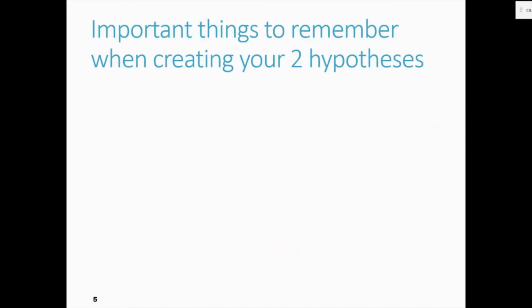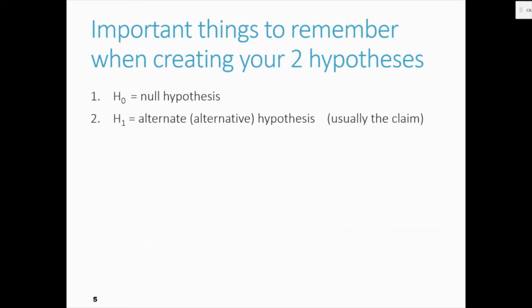Now, important things to remember as we create our two hypotheses, H0 and H1. First, H0 is the null hypothesis. Second, H1 is the alternate or alternative hypothesis. It is usually the claim, what we're trying to test. Third, H0 and H1 are mutually exclusive and collectively exhaustive.